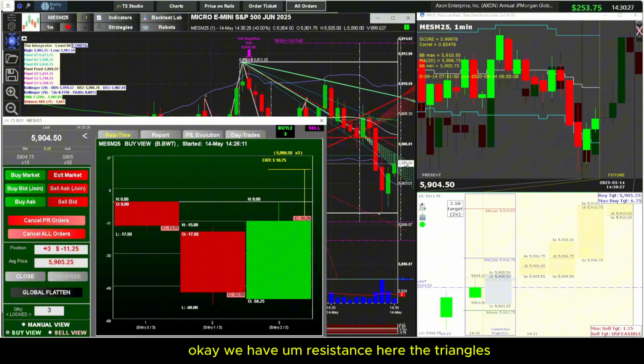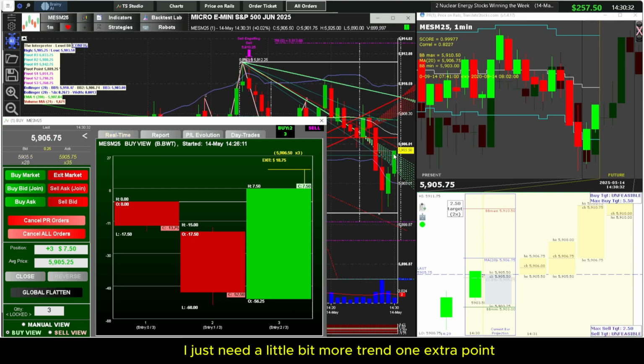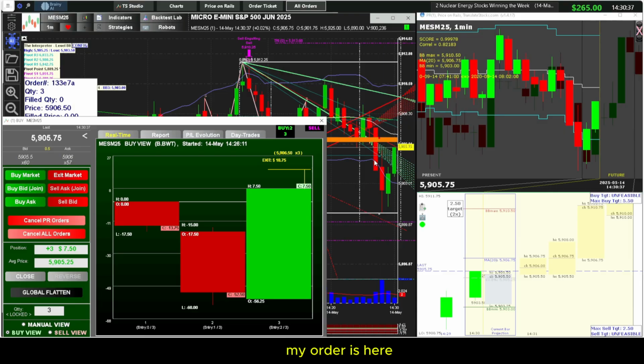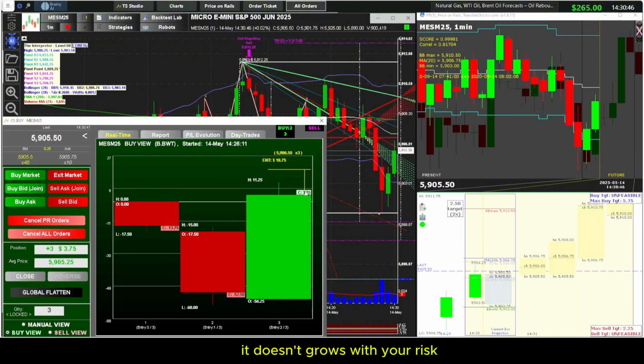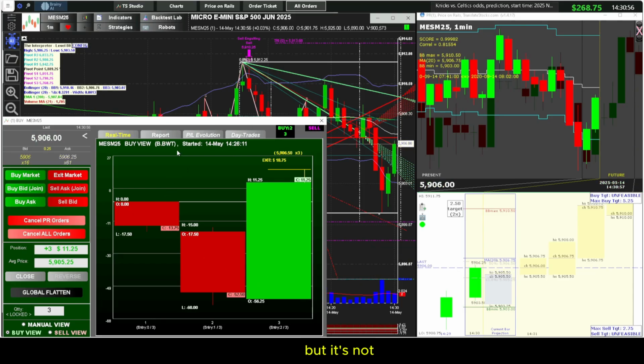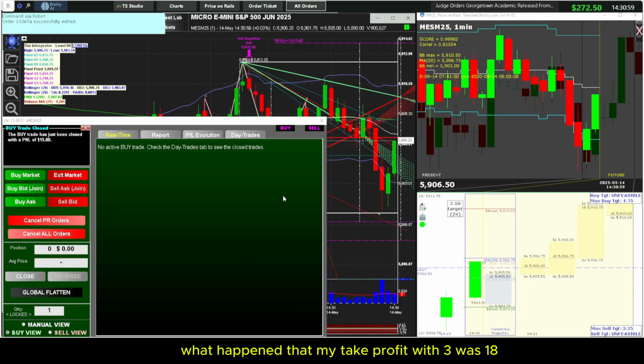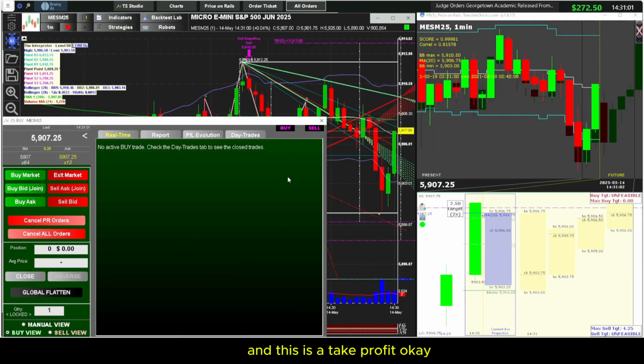Okay, we have resistance here, the triangles. Just need a little bit more train, one extra point. My order is here, and my take profit is $18 now. You can see that your take profit doesn't grow with your risk. My risk is like from 1 to 3, and my take profit should be 10, 20, 30, but it's not what happened. My take profit with 3 was 18. And this is a take profit.